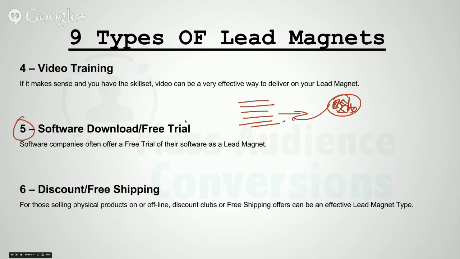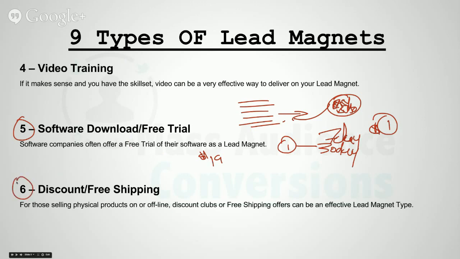Number five, types of lead magnet: software download or free trial. I'm sure we've all been to a page where you've watched or read some content, and then they've said, hey, why don't you try our software, our tool, our training platform, our affiliate program for $7 for 7 days, or even $1 for 7 days, or $1 for 30 days, like AWeber does, where it's a $1 test drive for 30 days, and then $19 a month after that. So that's a non-threatening, low-risk way for the prospect to get inside, to feel and see what it's all about for a low cost.